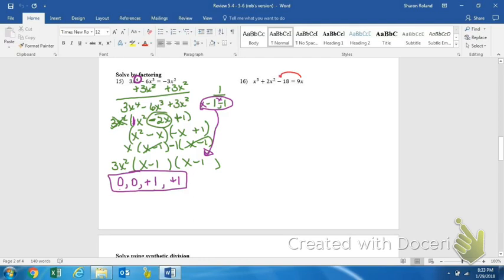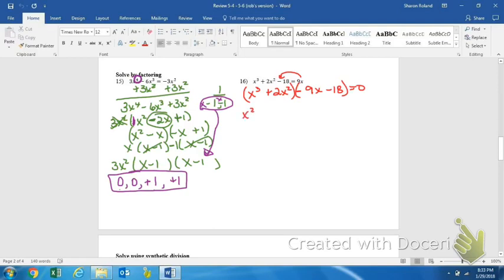And I'm moving the 9x over. When I move it to the other side, it's positive on the right-hand side. When I moved it to the left, it became negative. So we're going to group the first 2 and the last 2.